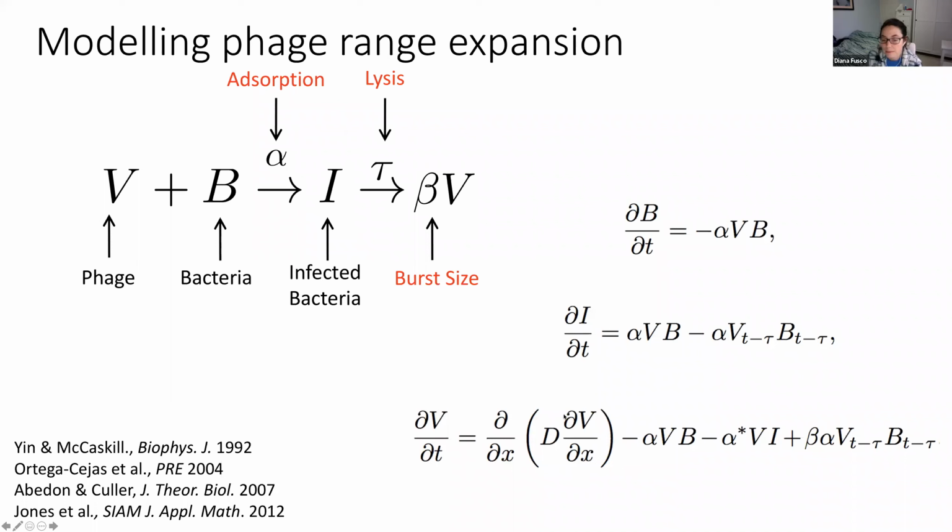Something that is important to point out here is that the diffusion coefficient of the virus can actually be dependent on space. It may not be constant in space. And in particular, what I'm going to show you in a second is that this diffusion coefficient actually depends on the bacterial density, so on the host density that the virus has around.